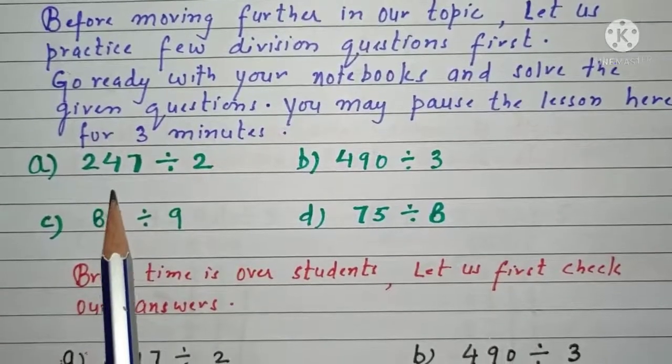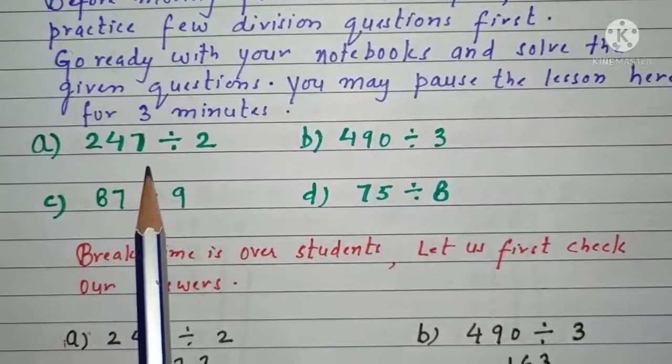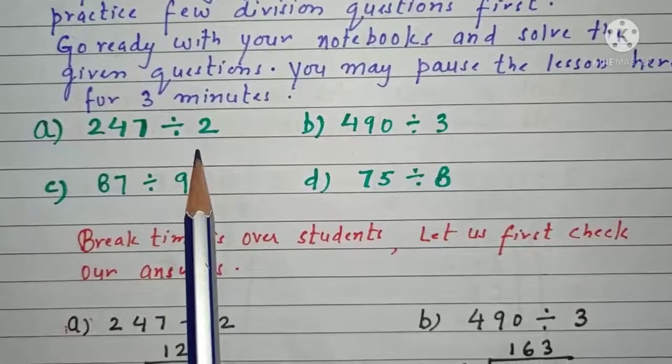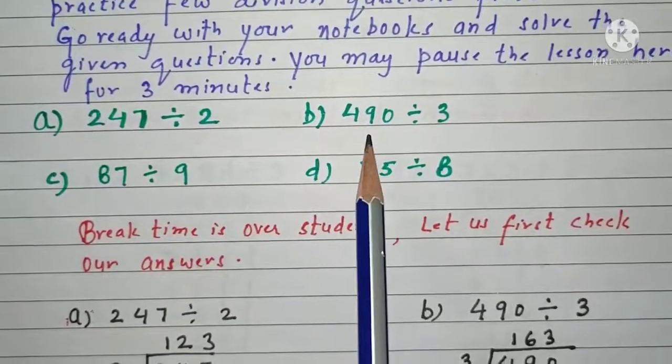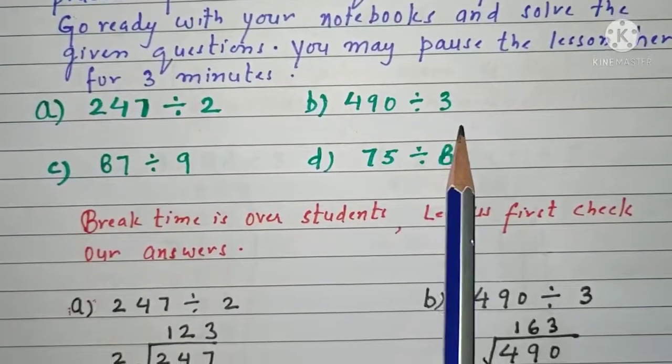Your first question is 247 is to be divided by 2. The B part, 490 is to be divided by 3.